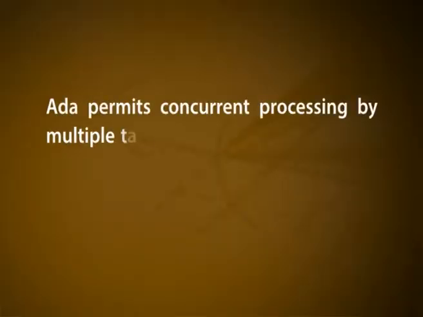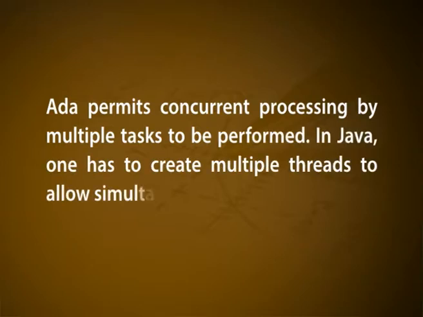Each programming language tends to have its own view of the parallel processing paradigm, with different terminologies. An activation is formally called a task in Ada and a thread in Java. Ada permits concurrent processing by multiple tasks to be performed. In Java, one has to create multiple threads to allow simultaneous processing. The difference between traditional and parallel programming paradigms is that, in the traditional setting, the program unit that requests the activation of a procedure does not progress any further until the requested procedure terminates, whereas in the parallel context, the requesting program unit continues execution while the requested procedure performs its task.